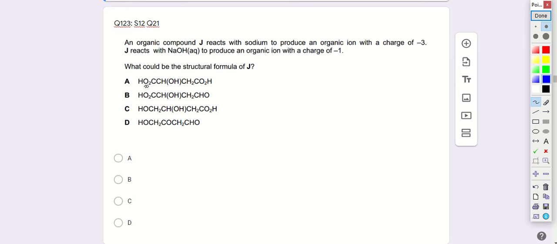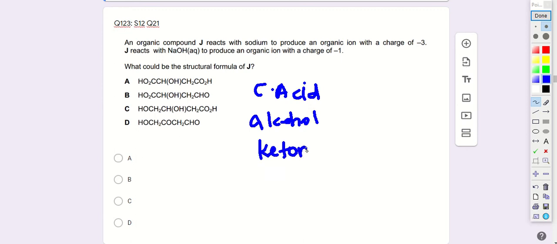Now, A, we have carboxylic acid, alcohol, carboxylic acid. B, carboxylic acid, alcohol, and aldehyde. C, alcohol, alcohol, carboxylic acid. D, alcohol, ketone, and aldehyde. So, these few functional groups: first one, carboxylic acid. Then we have alcohol. Then we have ketone, then aldehyde. Okay, four types of functional groups in all the answers.